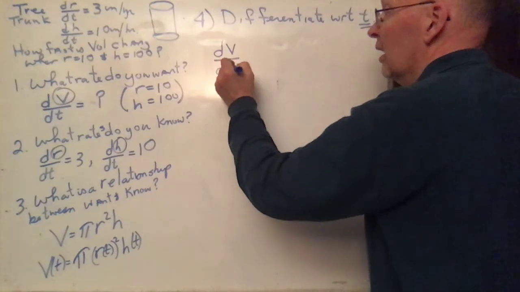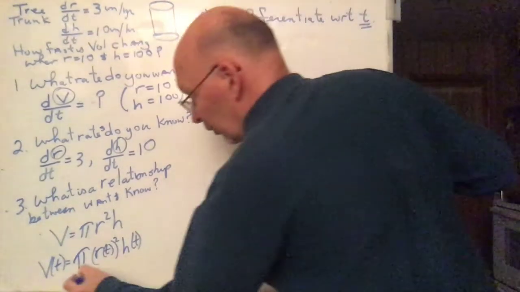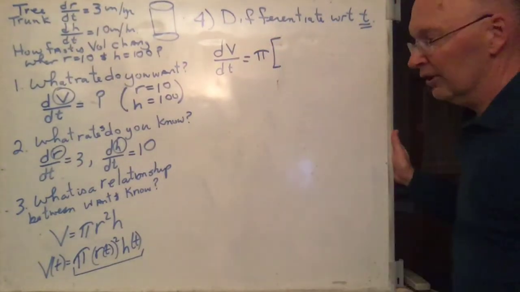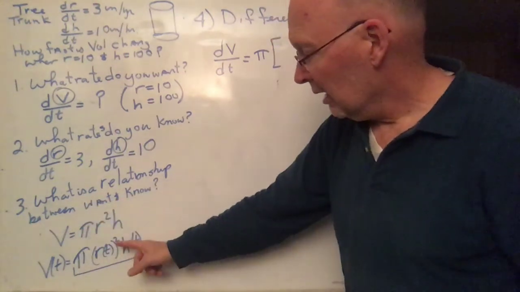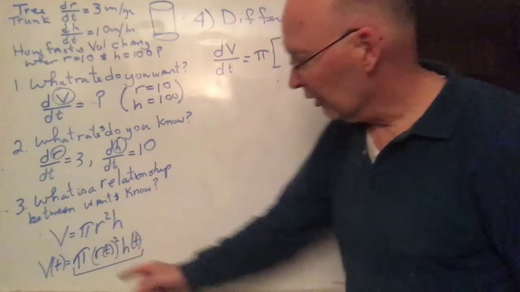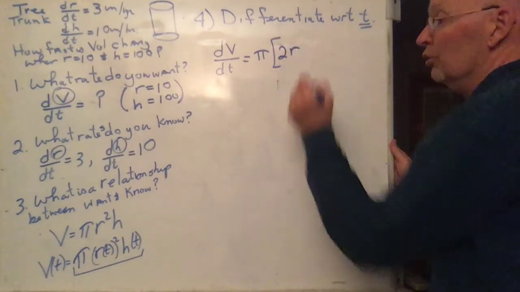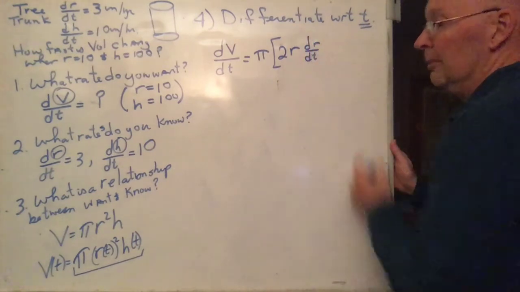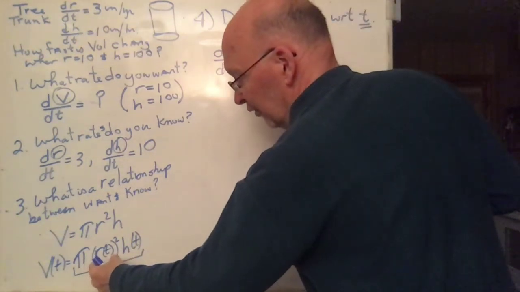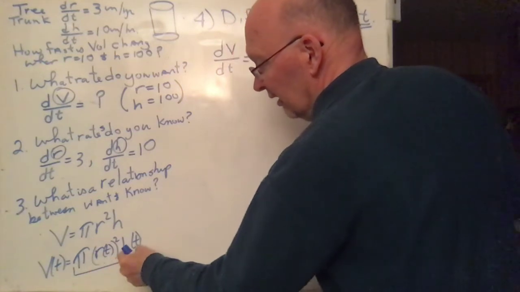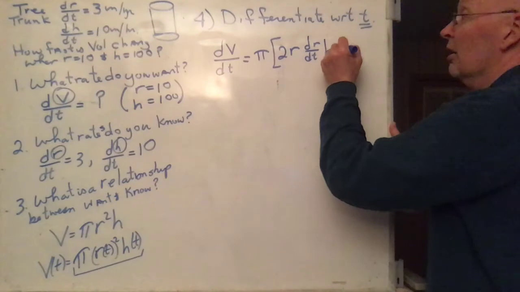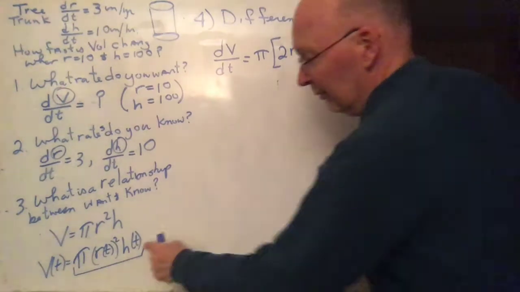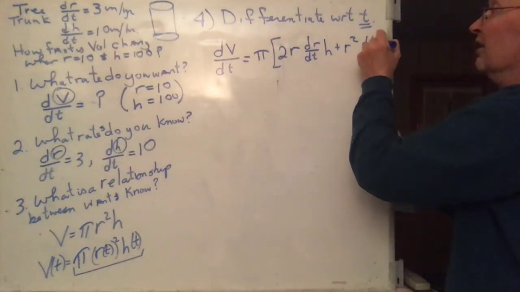So, here we go. dV/dt is equal to, well, let's see, what's the derivative of this thing? I can leave the pi right out front, times everything in here. The derivative of this, bring the 2 down, is 2r to the first power times dr/dt. So there's the derivative of the first thing, 2r dr/dt, times the second thing, h, plus the first thing just the way it is, r squared, times the derivative of the second thing, dh/dt.